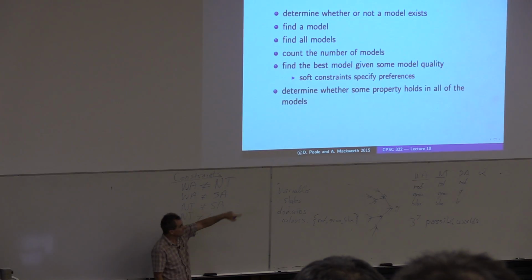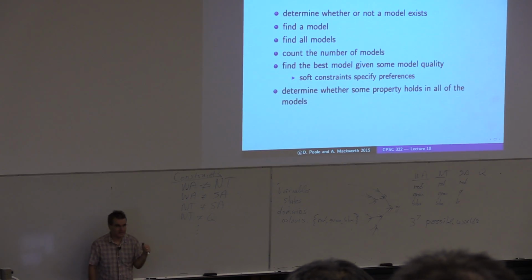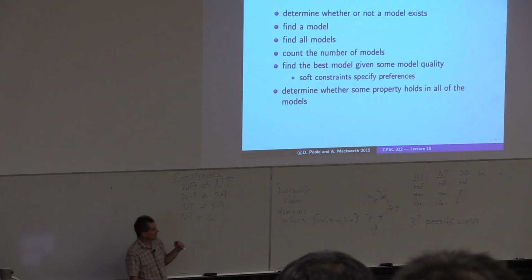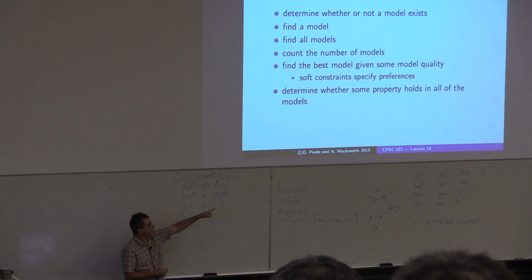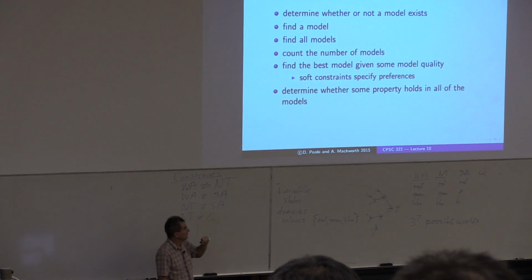They're often called soft constraints, which we'll look at later. So first of all, we're not going to do this. We could find the best model according to some measure of when one is better than another, with soft constraints that specify the preferences. And we could determine whether some property holds in all of the models. So we could ask, is there something that must be true in all of the models? All right, so those are the variants that we can have.